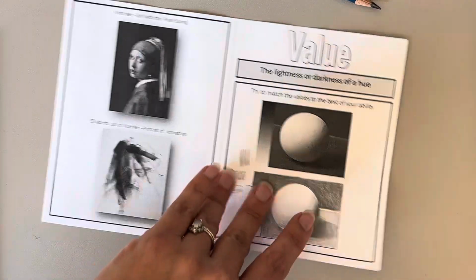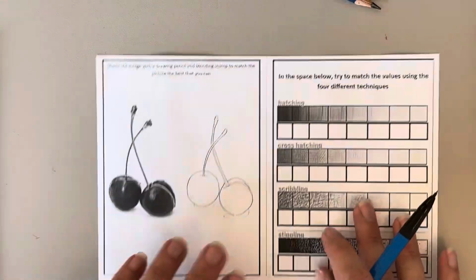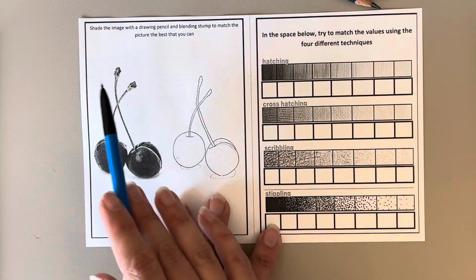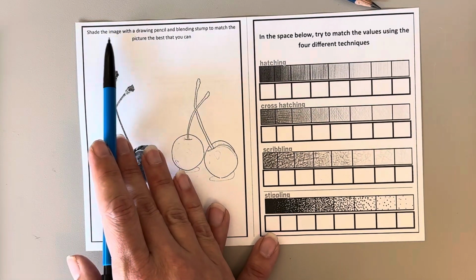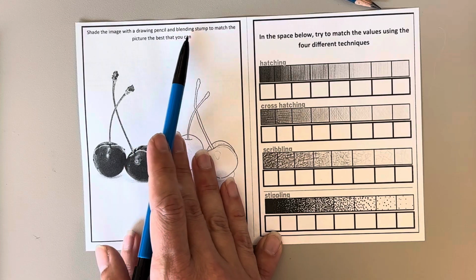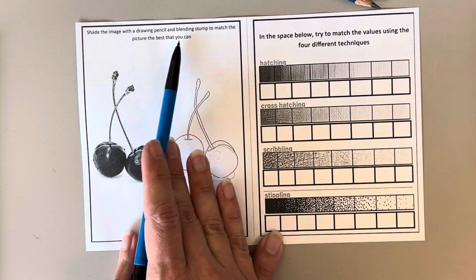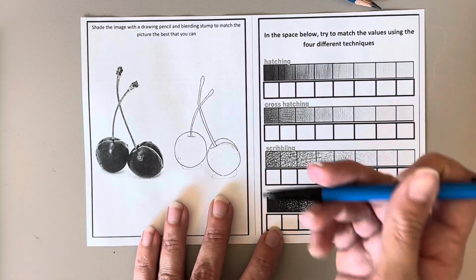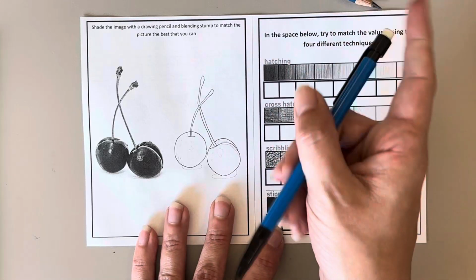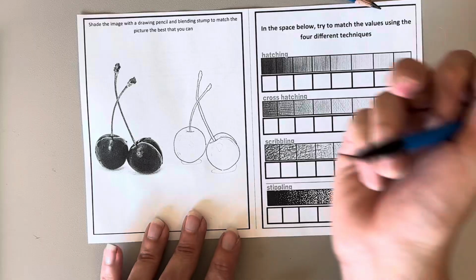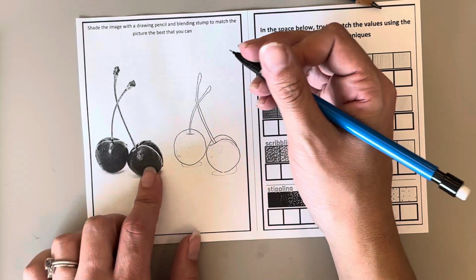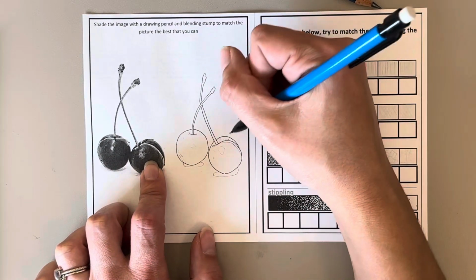All right. Now we are going to begin today working on our second practice for value. The instructions say, shade the image with a drawing pencil and a blending stump to match the picture the best you can. We, again, are just working with our mechanical pencils. So this is another follow along. I would like for you to grab just a regular mechanical pencil from your block, and we are going to follow through step by step together.